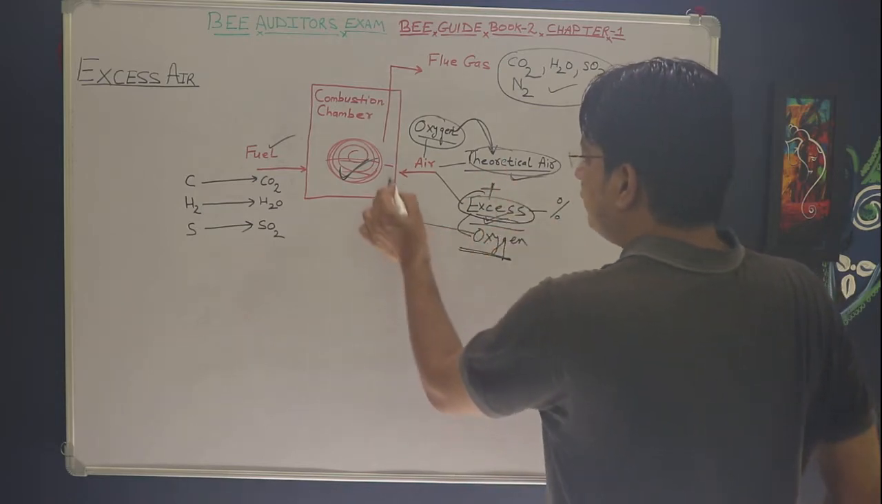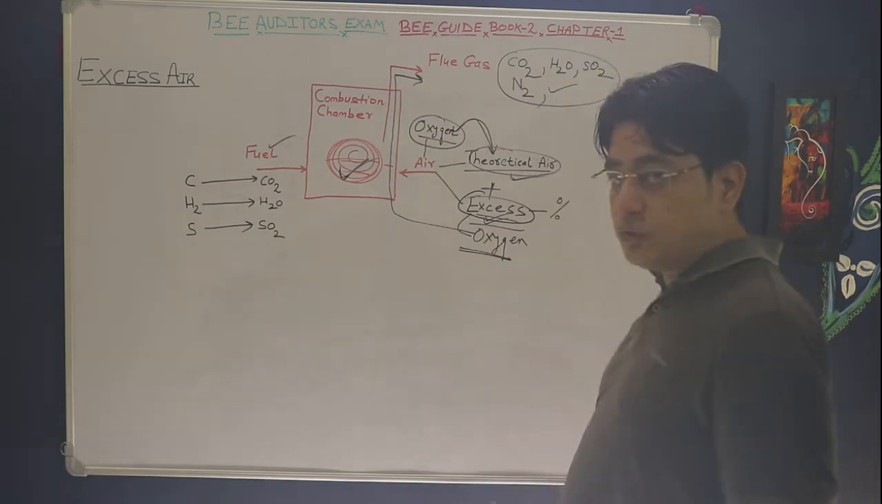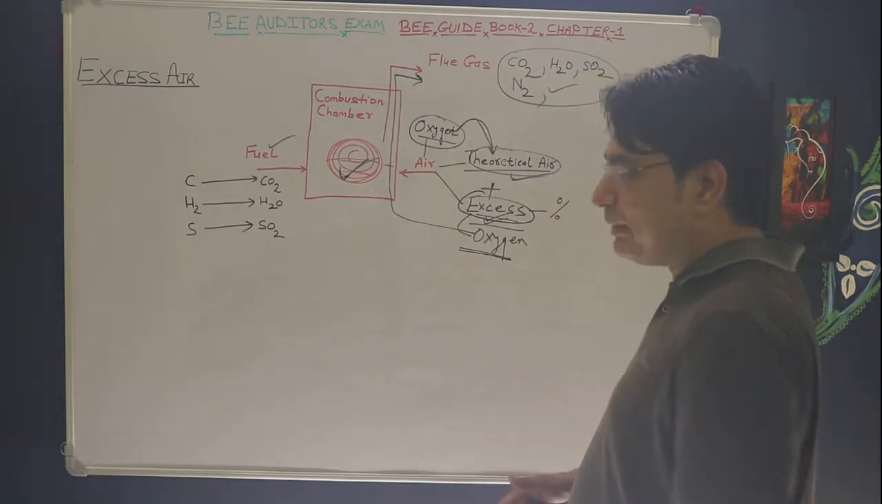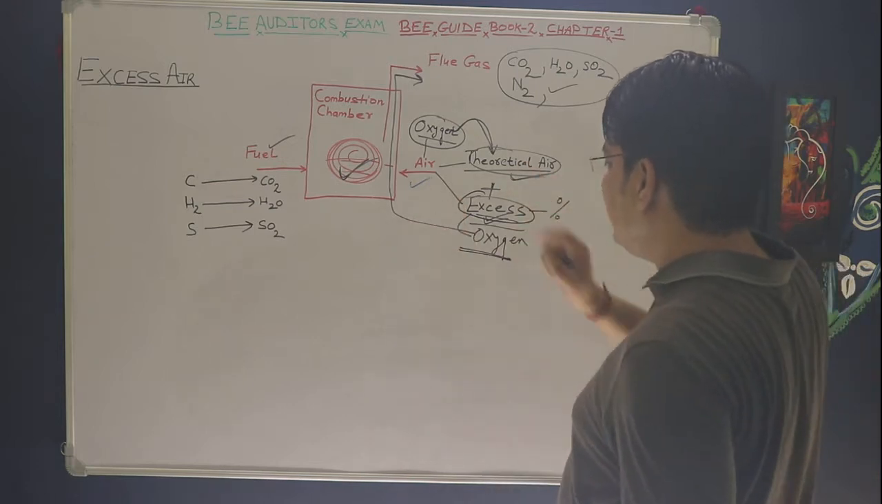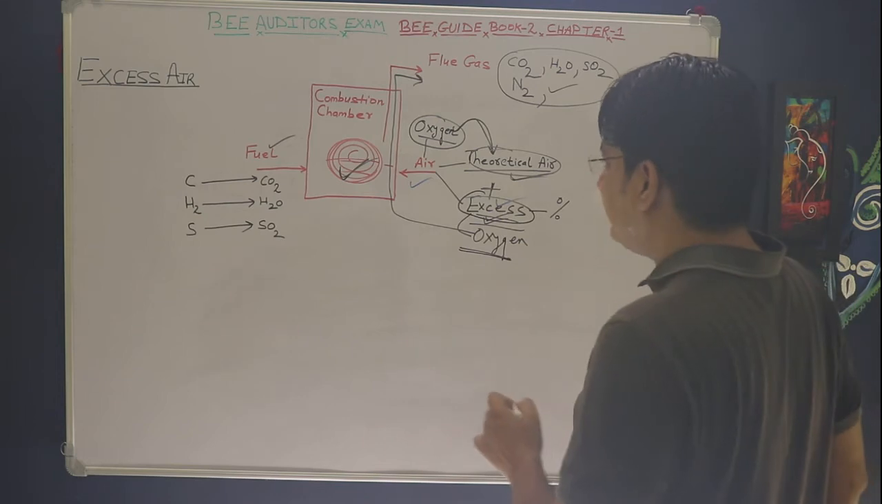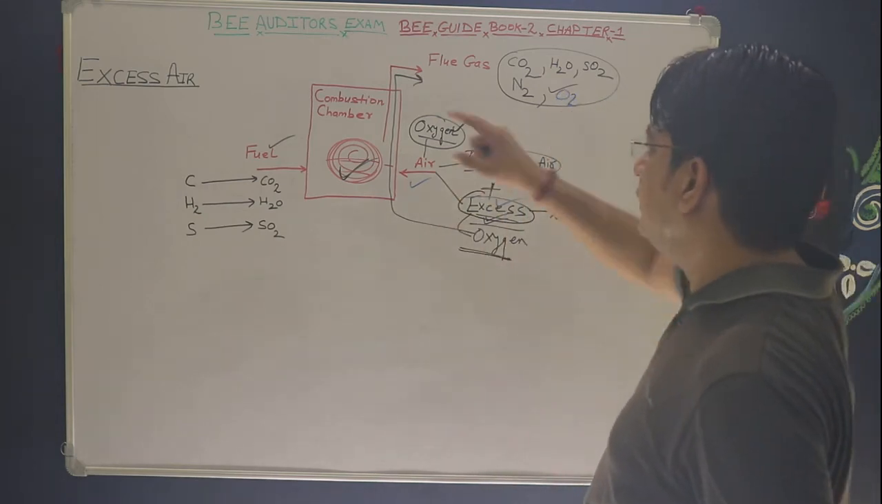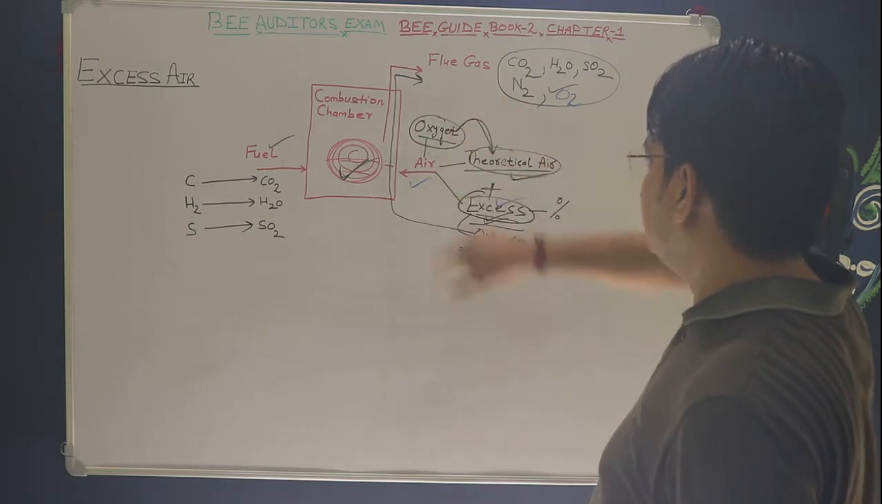So this oxygen will pass as such directly in the flue gas. So in the general case you will be supplying this air, which is theoretical air plus excess air. Accordingly, corresponding to this excess air, you will also find presence of oxygen in your flue gas.